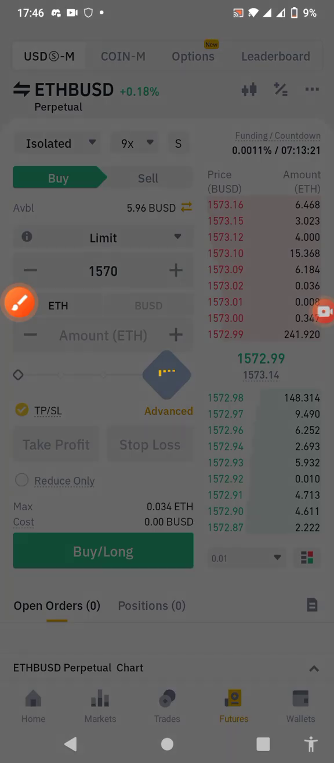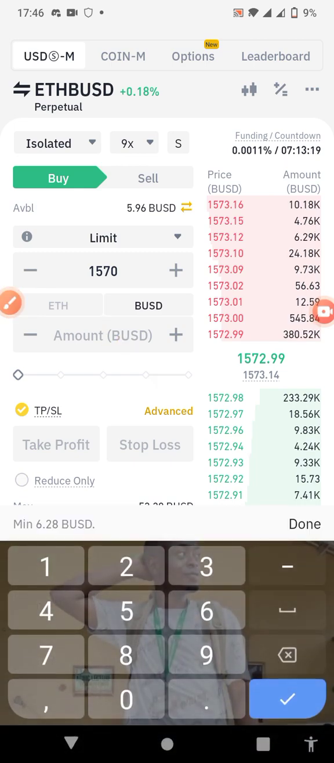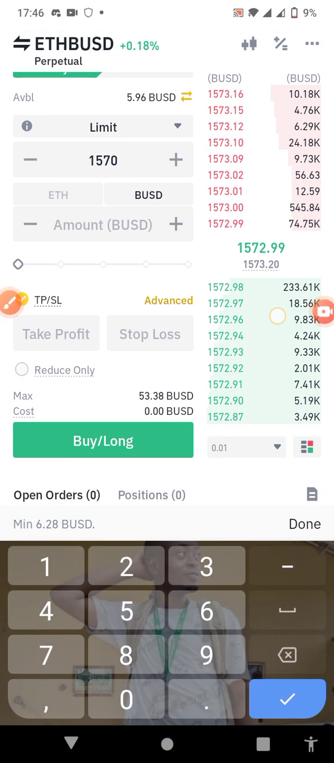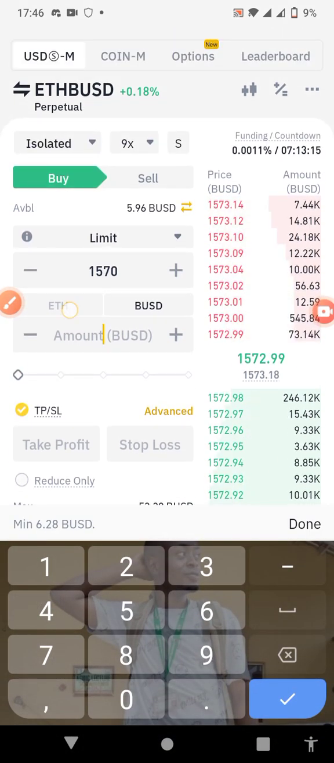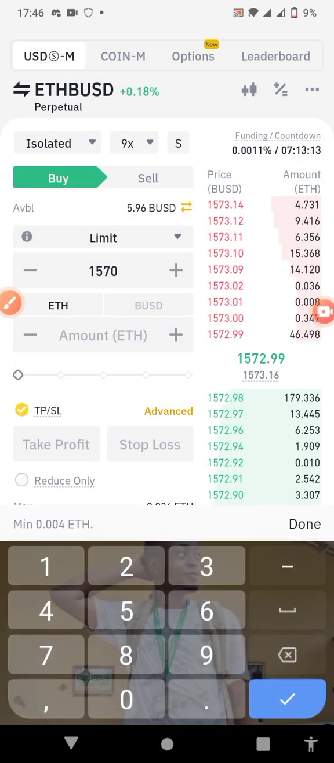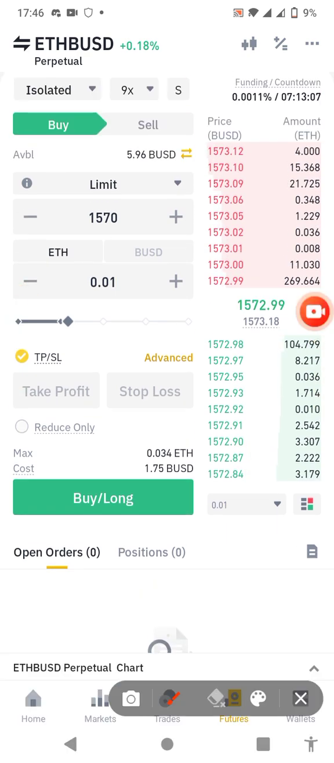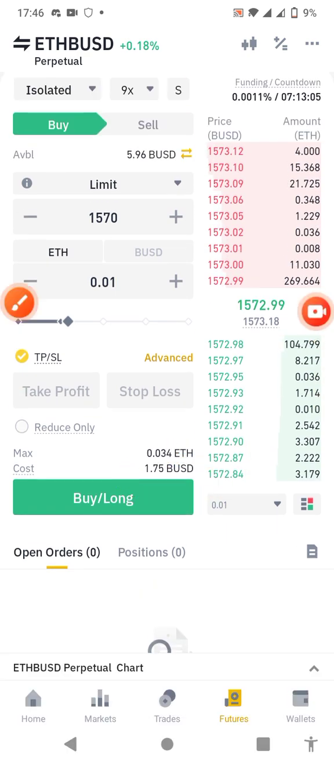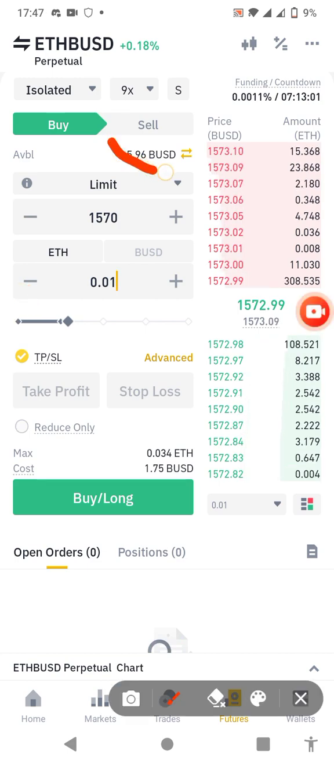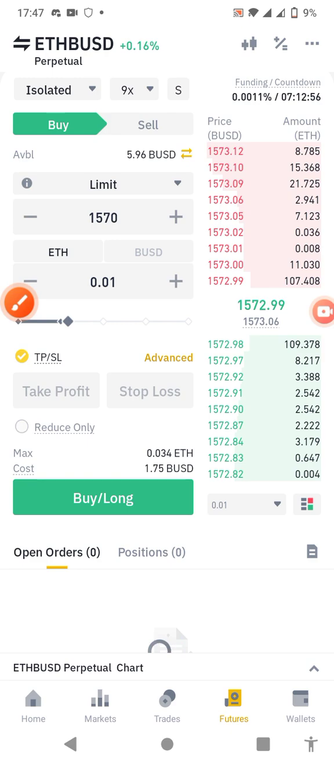And if you want to use BUSD, you can also use BUSD too. You get, right? So for this case now, let me use the Ethereum. So let me try and input 0.01 Ethereum. So that means in this 0.01, you can see now the cost here is 1.75, which means I am risking 1.75 of my balance out of this 5.96. I'm risking this amount.